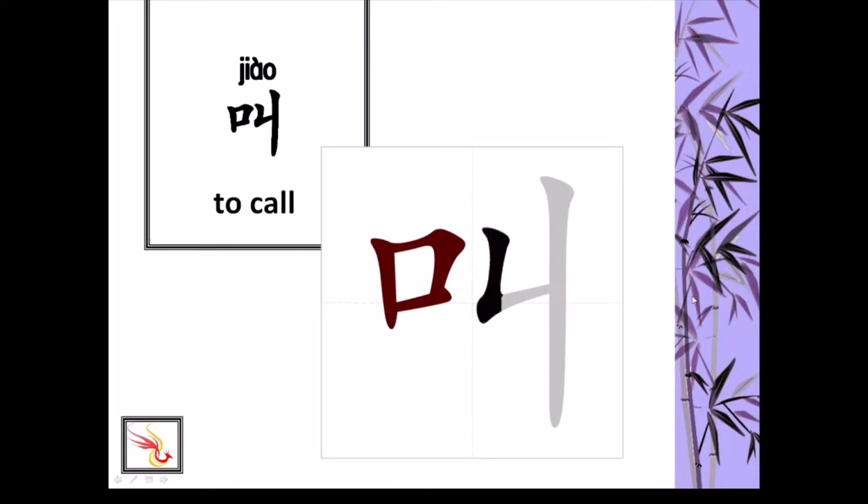叫 is to call. To call, you need a mouth. This is square, it's like a mouth. It's got a mouth radical, so to call. 叫, A-O is always an ow sound. So jiao, the fourth tone, 叫. Let's count this one. 1, 2, 3, 4, 5.